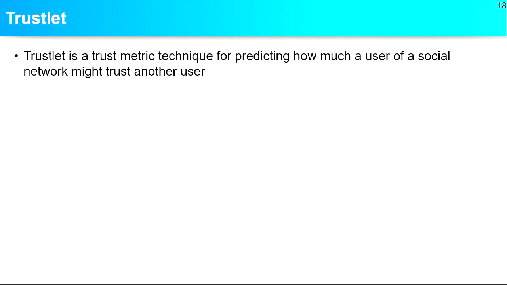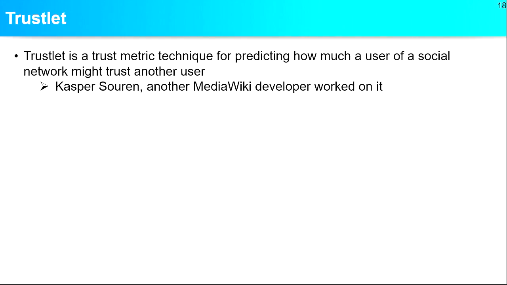There's also Trustlet. And they actually use some of the data from Advogato to predict whether one user should trust another user. And Kasper Souren was, I think, pretty heavily involved in MediaWiki development a while ago. I've seen his name pop up a lot, but I found his name along with this new research on wikis.